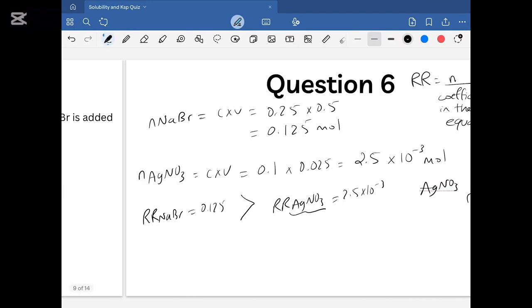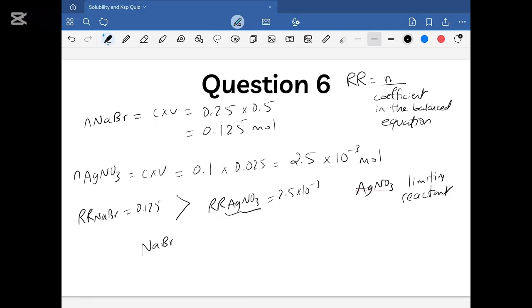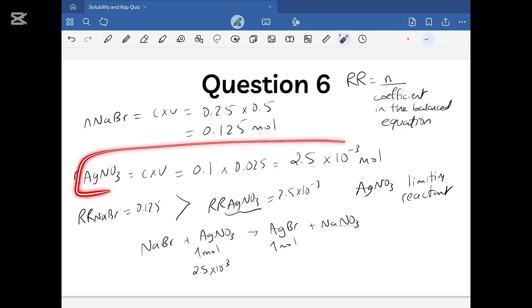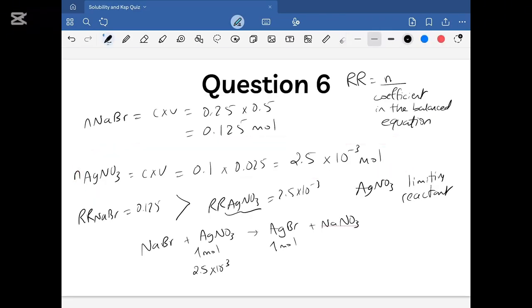So if I write the reaction again, NaBr plus AgNO3, they react to give AgBr plus NaNO3. For every 1 mole of this limiting reactant, I'm going to form 1 mole of AgBr. Now the number of moles that I actually have is 2.5 times 10 to the power minus 3, which I got over here. And I'm going to do cross multiplication, so it's going to be, of course, the same, 2.5 times 10 to the power minus 3 moles for the AgBr.